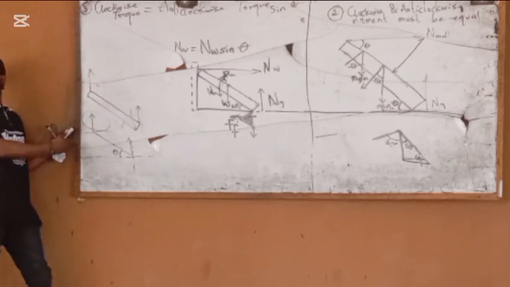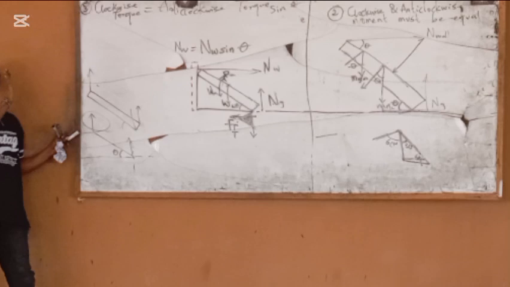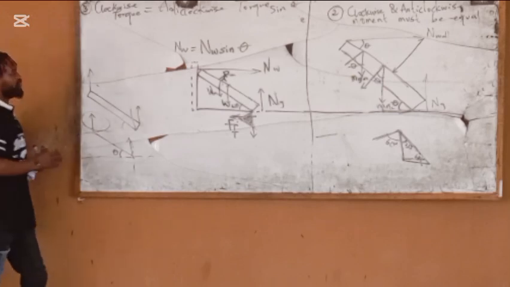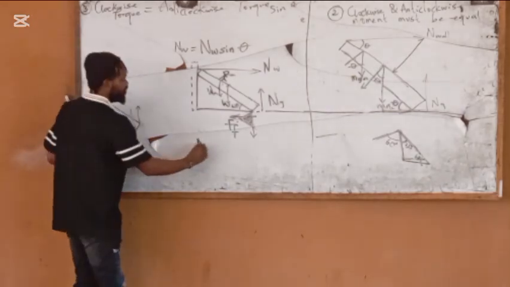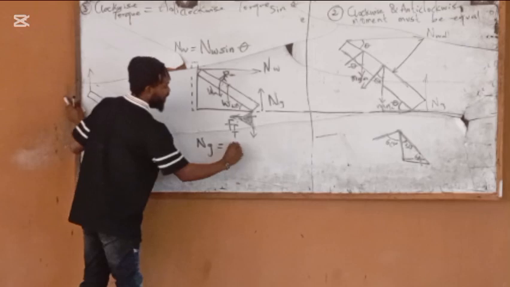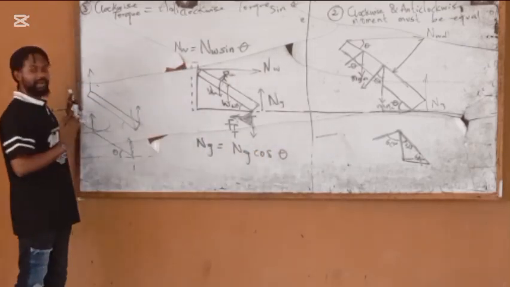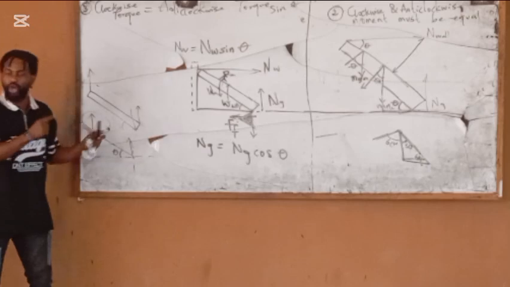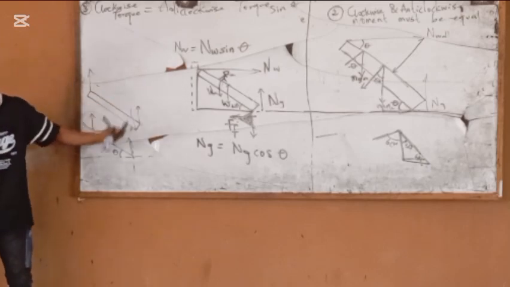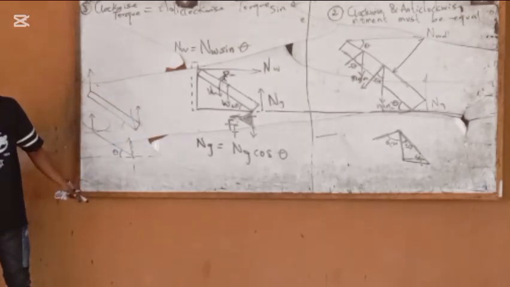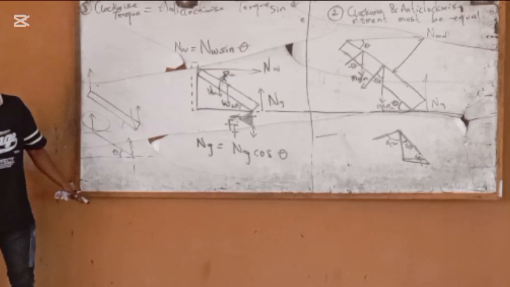So instead of stressing yourself with all these things, just consider that the y-axis, once it's an inclined plane, will always be the y-axis. So with that said, my Ng will also be equal to Ng cos theta. I'm writing it out because when you are doing torque of an object on an inclined plane, it's highly important to pay attention to the clockwise and anti-clockwise direction.